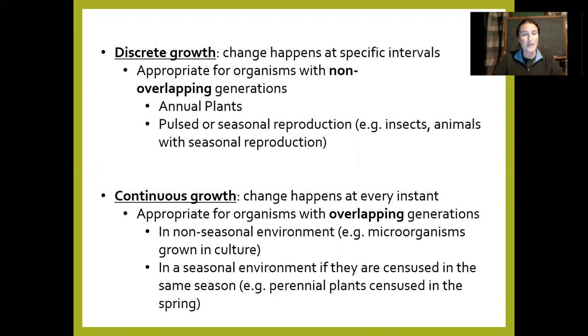Okay. Continuous growth, on the other hand, assumes that change can happen at every instant. This is appropriate for organisms with overlapping generations. So like humans, we have overlapping generations. There's not one time for breeding and then, you know, you have to wait until the next time for breeding. We have these overlapping cohorts within our population. So this would also include perennial plants. Okay, so last year's population is still doing its thing when this year's population begins to grow. Also, any kind of microorganisms grown in culture. Okay, so even if it's not a seasonal environment, we can assume that there is continuous growth within this environment.